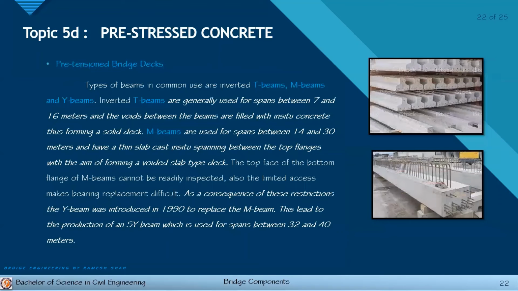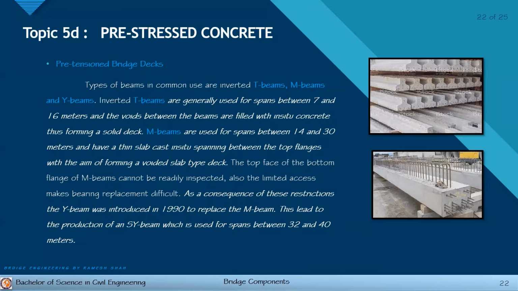So next, pre-tension bridge decks. Types of beam in common use are inverted T-beams, M-beams, and Y-beams. So ito yung mga kadalasan na ginagamit natin sa ating bridge decks. Inverted T-beams are generally used for span between 7 and 16 meters. So T-beams ang ating dapat gamitin pag ang ating span for our bridge is reaches from 7 to 16. And the voids between the beams are filled with in situ concrete, thus forming a solid deck.